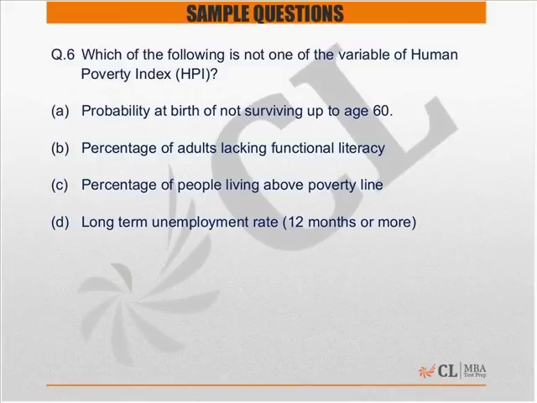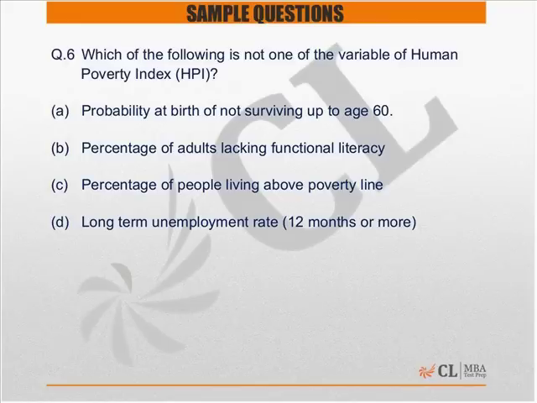Human Poverty Index, as per its definition, has 4 components. The first is the probability at birth of not surviving to age 60. It means, if in any population, it is the probability that any infant will not survive to age 60. That is an important component. Option A is correct.